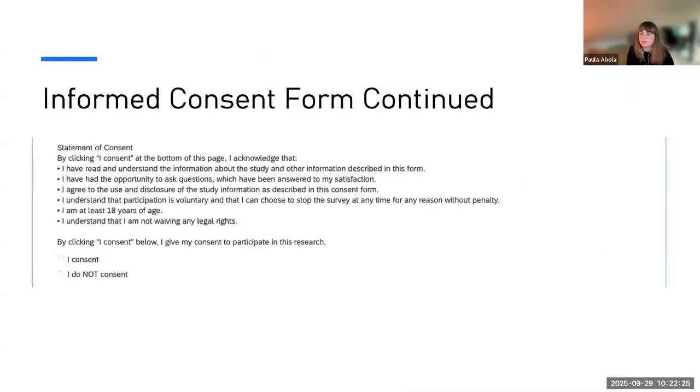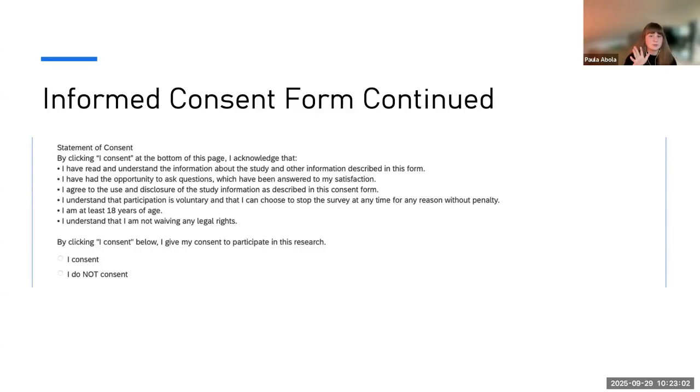And this is a further part of the actual informed consent form. At the end of the form, where it's explaining what exactly they're going to consent to, there is a statement of consent. They say that by clicking I consent at the bottom of this page, I acknowledge the most important parts: being 18 years of age, understanding the information about the study, having had the opportunity to ask questions because there was also contact information, and agreeing to the use of the study information as described in the consent form.